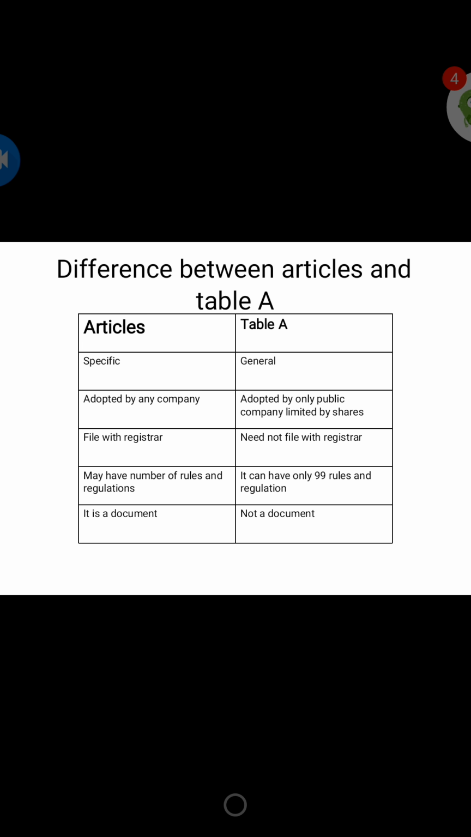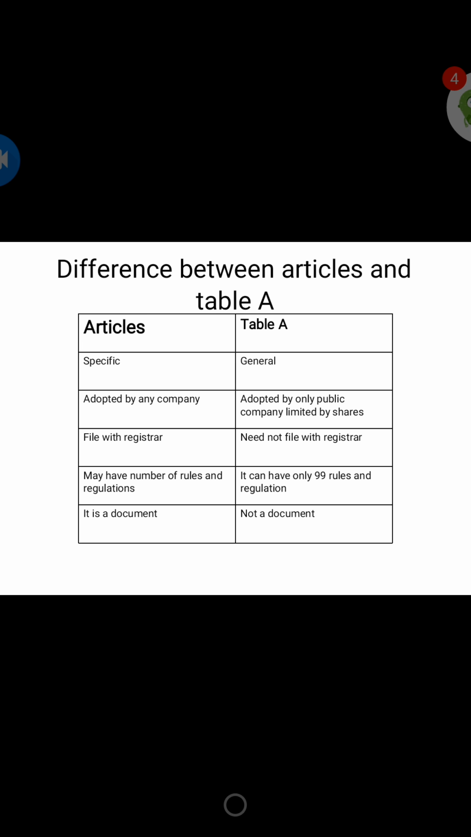The next point is who can adopt it. Articles may be adopted by any company, and they should be prepared by all companies, but Table A can be adopted only by a public company limited by shares. If they don't have their own articles, they may have Table A. The next is filing with the registrar. Articles should be filed with the registrar at the time of incorporation. As Table A is general and is there at the end of the Companies Act, it need not be filed with the registrar.